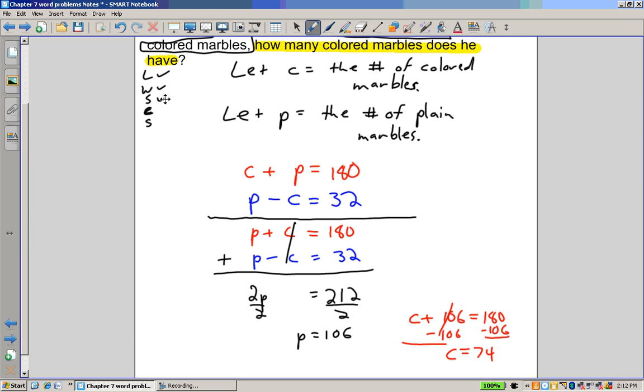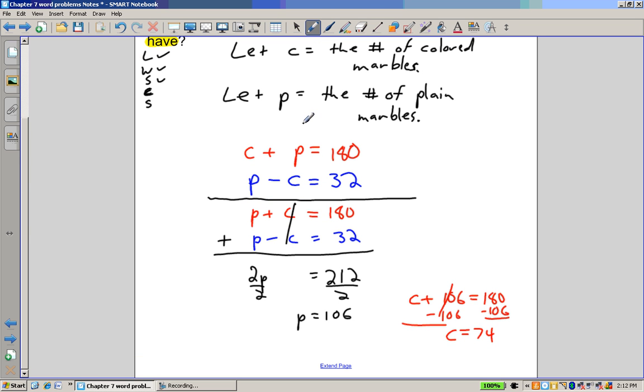Let, write, solve. And as we did our solve, we picked a method, in this case linear combination, solved for one variable, and then plugged in, it doesn't matter which one you plug in for, plugged in and solved for the other. So now we've done let, write, solve. Now we need to check, make sure that this fits the situation.